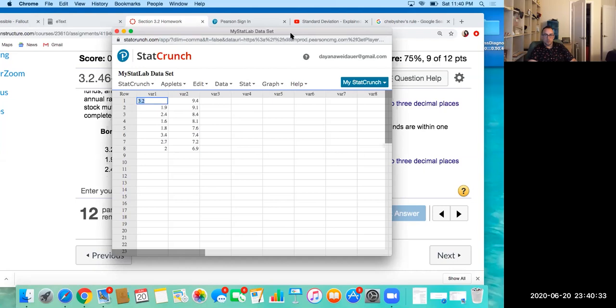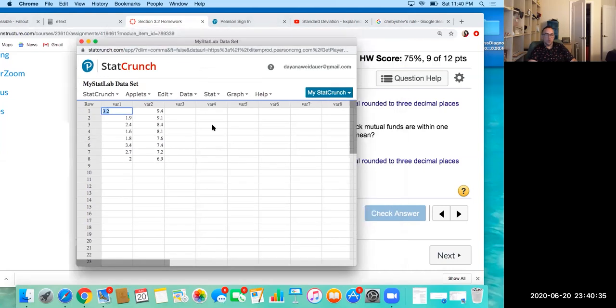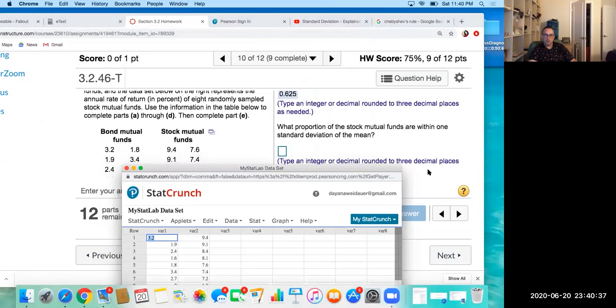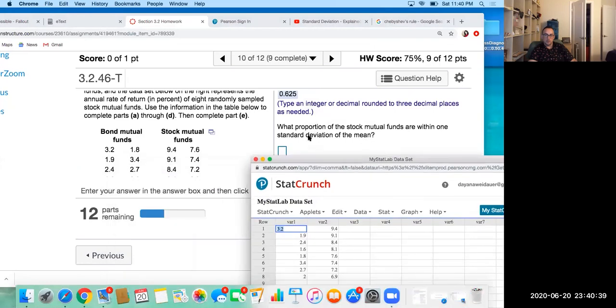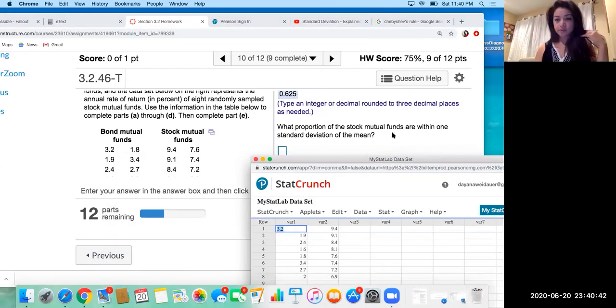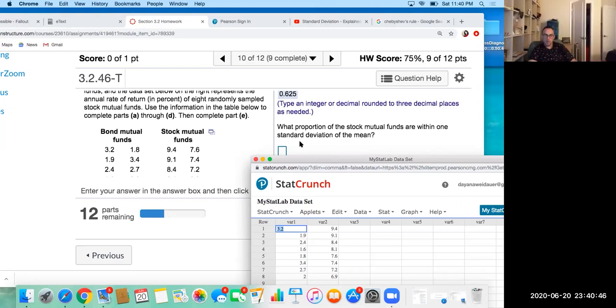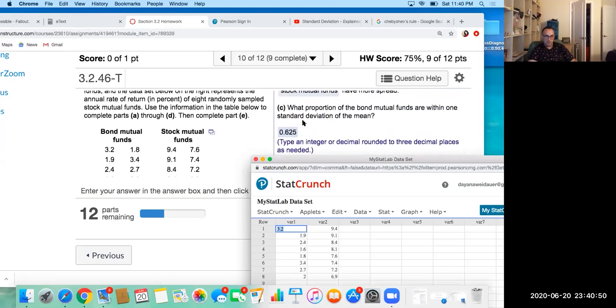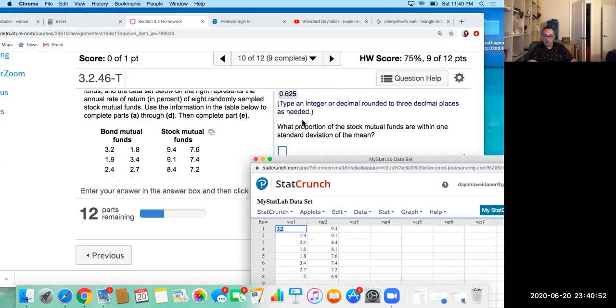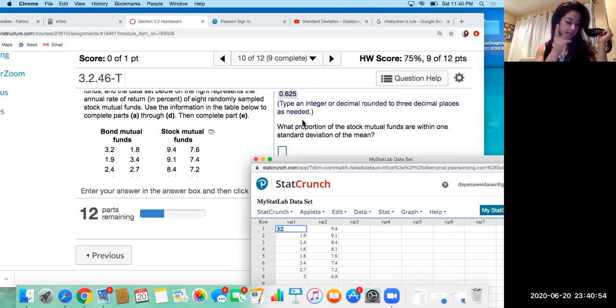The question says what percentage are within one standard deviation? Did you see that? What proportion of the stock mutual funds are within one standard deviation of the mean, right? Yes. So do you know what that means? So I need to find within one standard deviation.